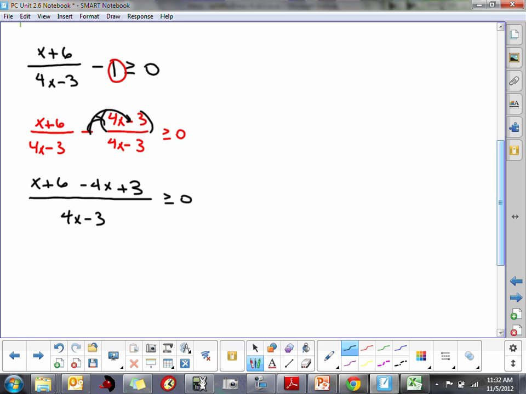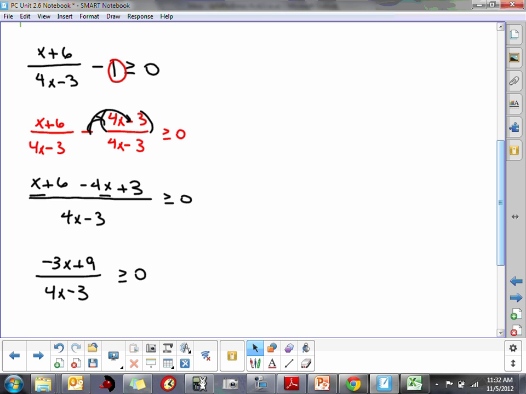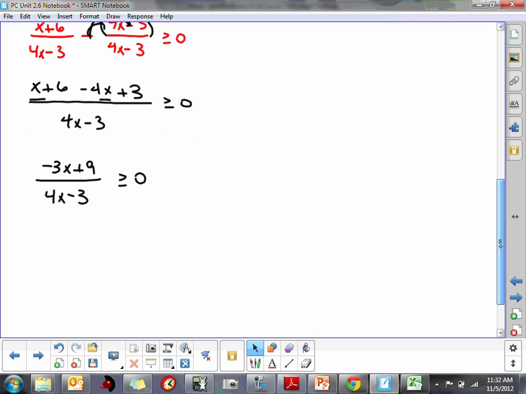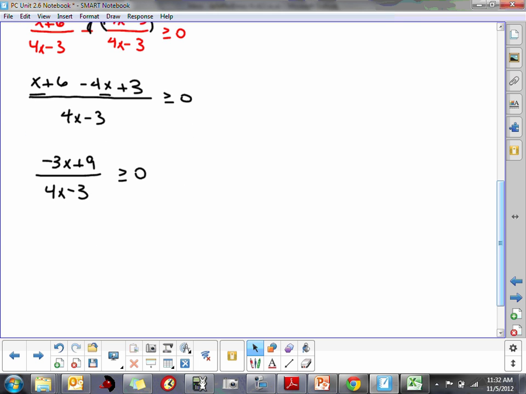Next we want to collect our like terms, so we'll have negative 3x plus 9 on the top, all over 4x minus 3. That has to be greater than or equal to 0. So the first goal is to get one side equal to 0 and the other side written as a single rational expression. The other thing you might want to do is get it completely factored. In this case, it's not a big deal because it's only a linear over another linear, so we only have one factor on top and bottom.